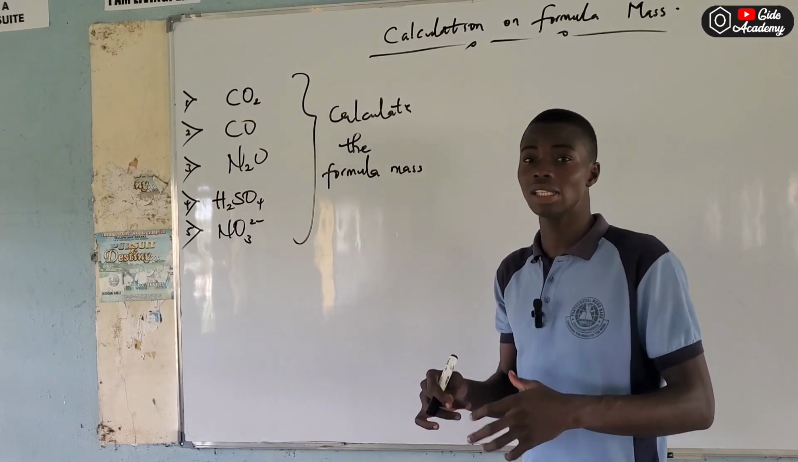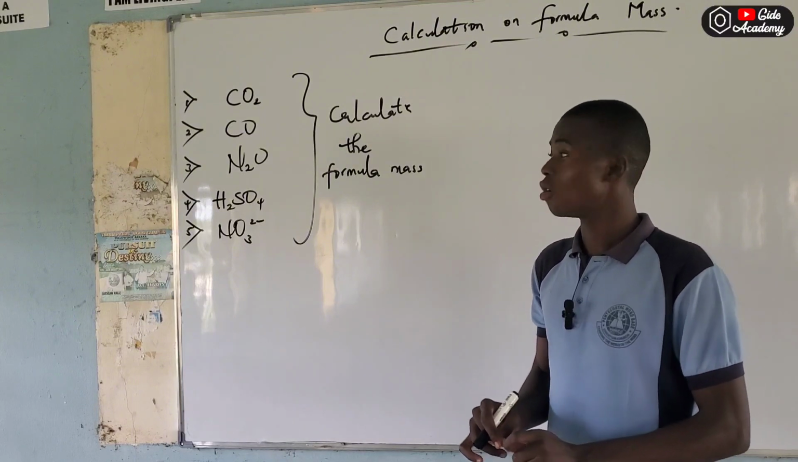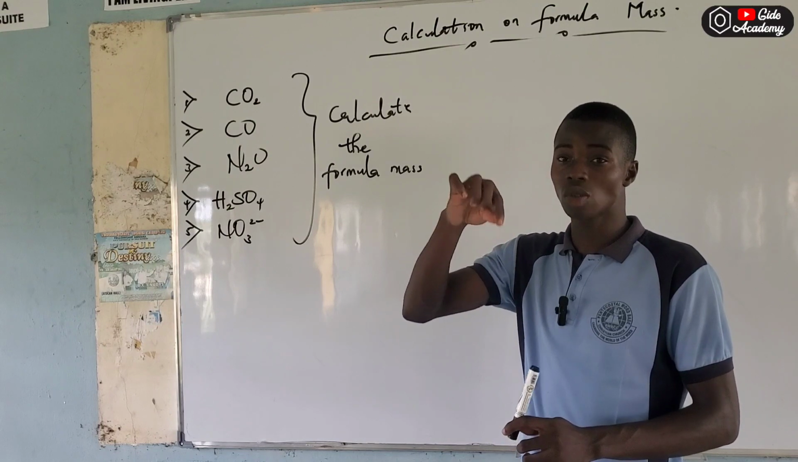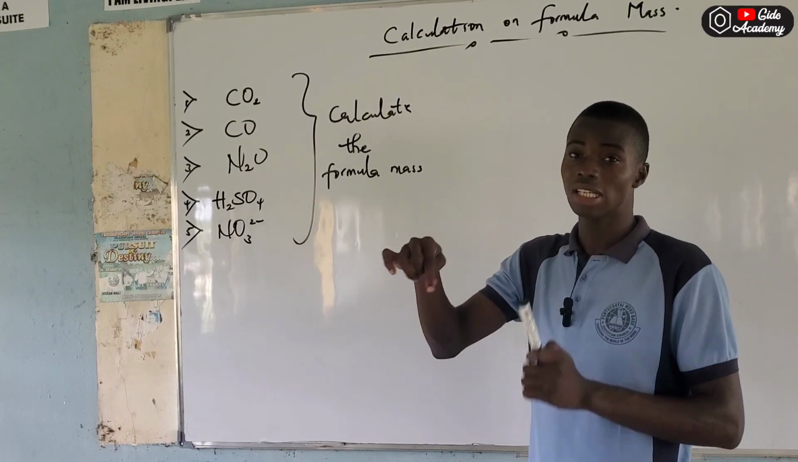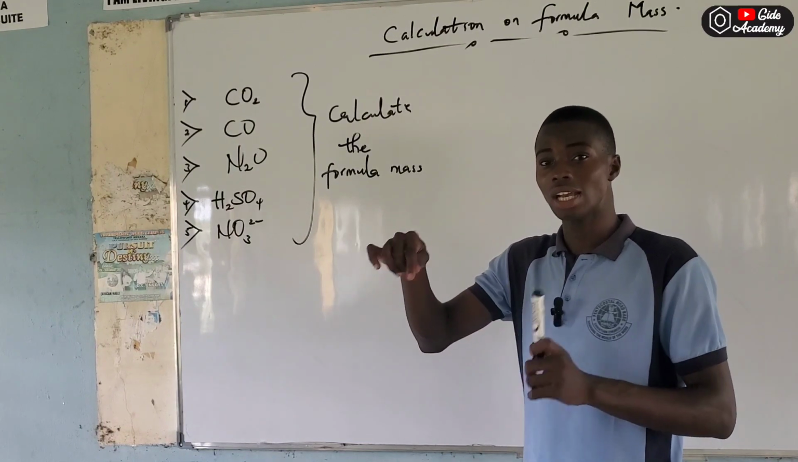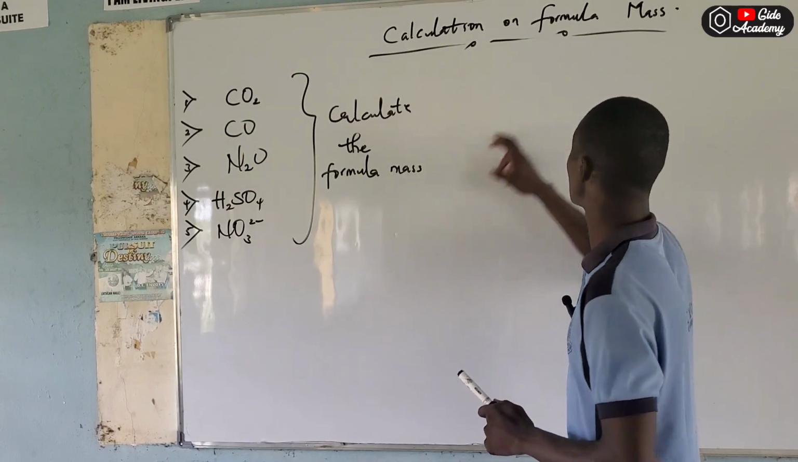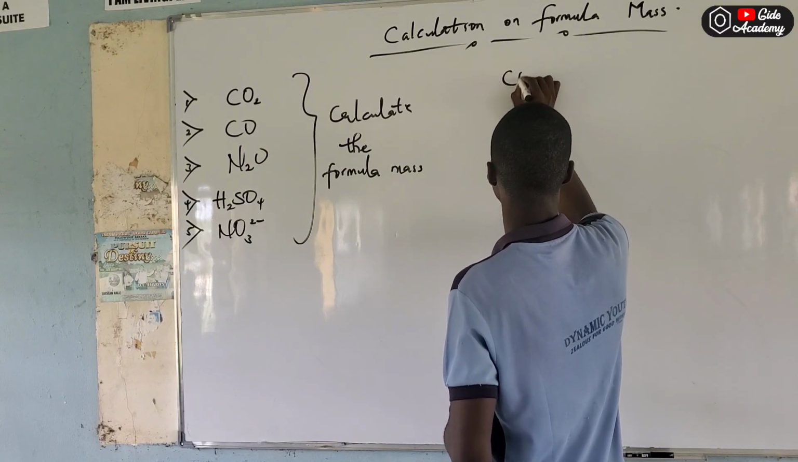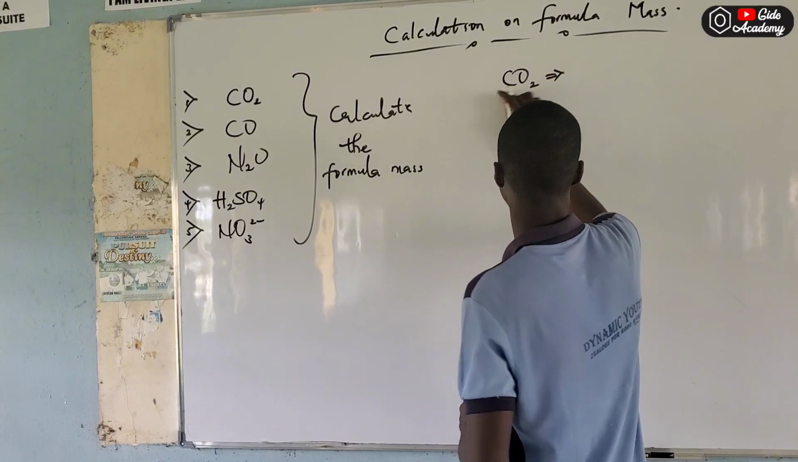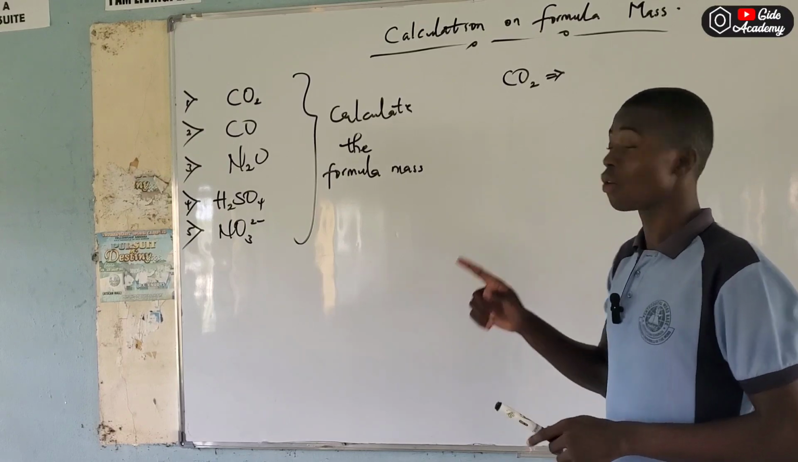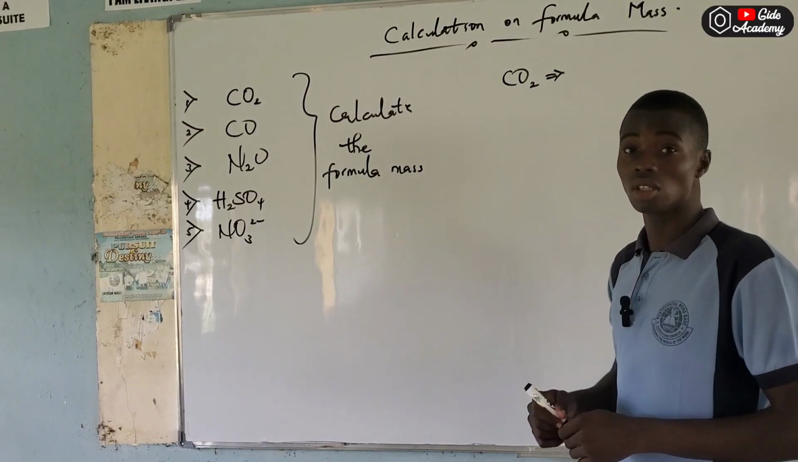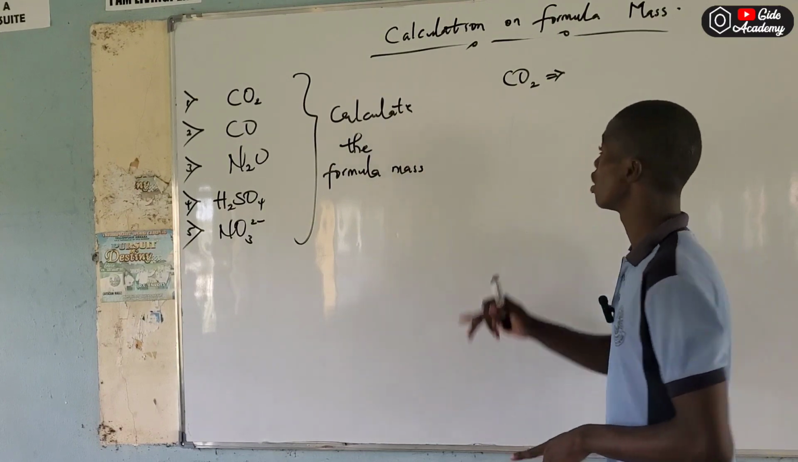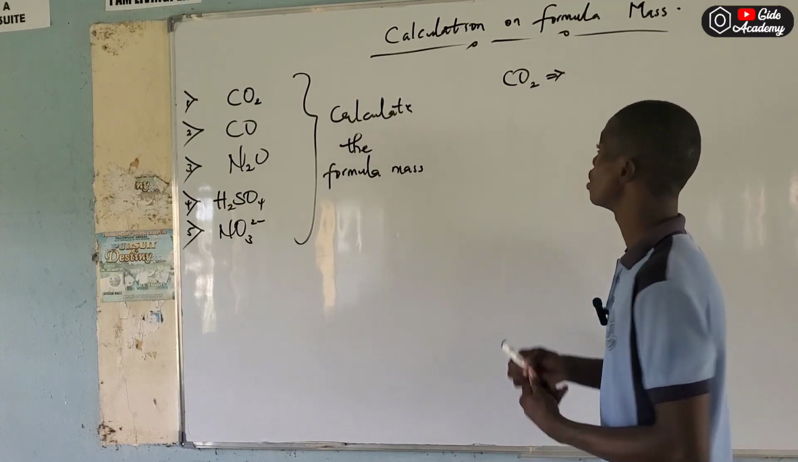If you are told to calculate the formula mass of CO2, the first thing you have to think of is what is the atomic mass of carbon and of oxygen. So the individual constituents of a particular compound, you have to know the atomic number first, the atomic mass, before you can calculate the formula mass of it. So we all agree that the atomic number of carbon is 6, while the atomic mass of carbon is 12.